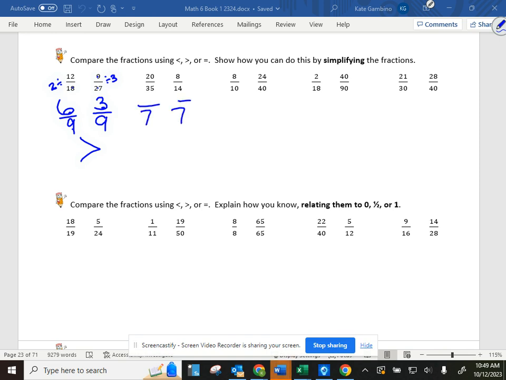What am I going to divide 35 by to get to 7? Zelda? 5. Dividing by 5. 35 divided by 5 is 7. 20 divided by 5 is 4. What do I divide 14 by to get to 7, Claire? 2. 14 divided by 2 is 7. 8 divided by 2 is 4. What symbol am I going to use, Liv? Equal. 20/35 equals 8/14 because they are both 4/7.